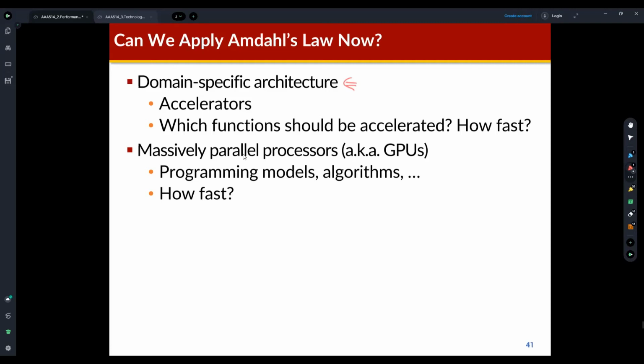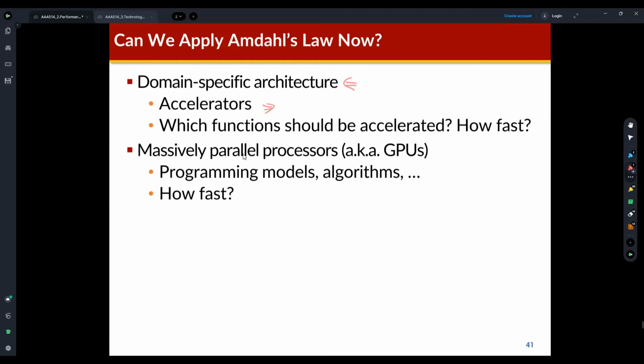But recently, GPUs are widely used for parallel applications such as machine learning or neural network applications. This GPU just focuses on a specific domain of applications, which means we can increase this domain of application. So this is called accelerators or domain-specific architectures, and we can apply Amdahl's law to these domain-specific architectures.